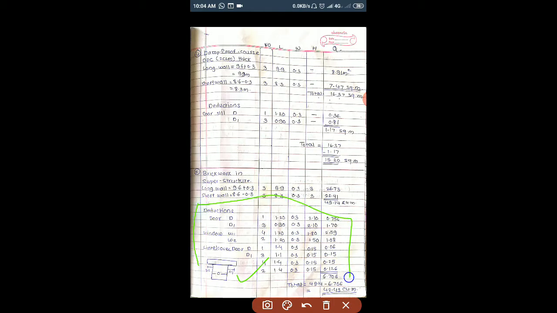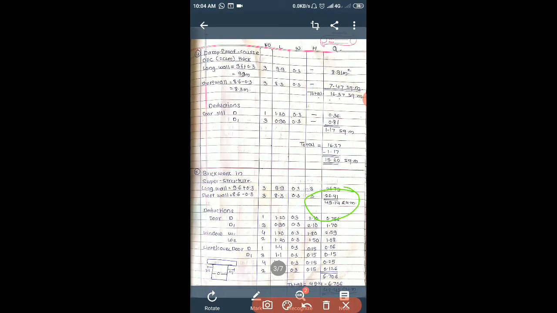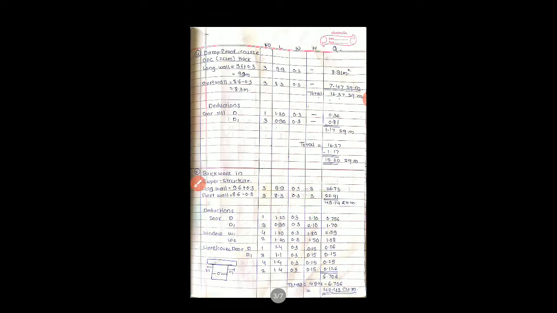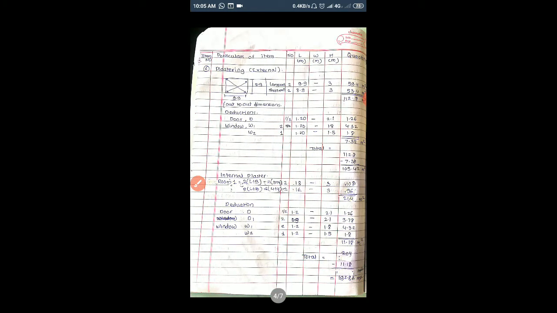Then we will subtract this deduction part from the brickwork: 49.14 minus the deduction, that is 6.706. We'll get the quantity of brickwork. Clear? Then next we have plastering. We have internal plastering and external plastering over here.